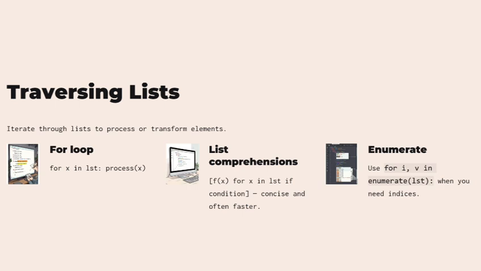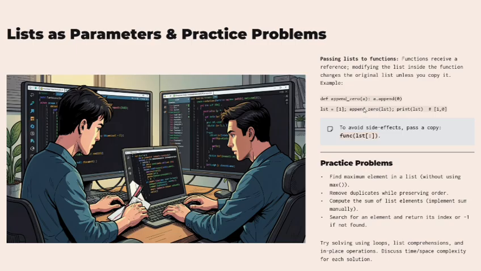Now we will do lists as function parameters. A list can also be passed into functions. For example, define append0(a): a.append(0). Now if we pass list = [1] to append0(list), the original list becomes [1, 0]. Here you can see the example. Why? Because lists are mutable objects. The function receives a reference to the same list.